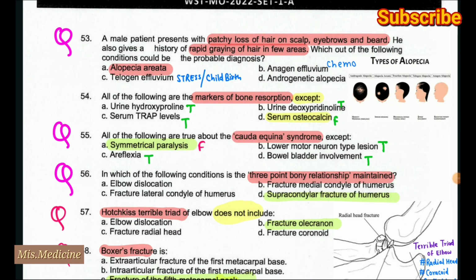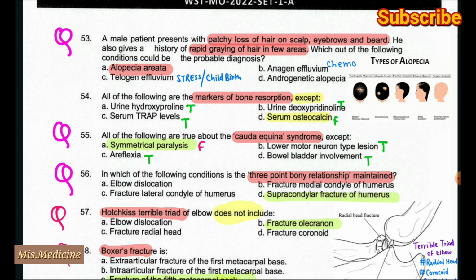Next question 53. A male patient presents with patchy loss of hair on scalp, eyebrows, and beard. He also gives a history of rapid graying of hair in few areas. Which of the following conditions could be the probable diagnosis? Alopecia areata. Due to chemotherapy, there is anagen effluvium, and if anyone is in stress or after childbirth, then this will be the telogen effluvium. Next question.